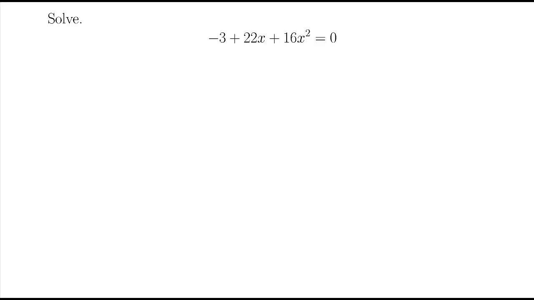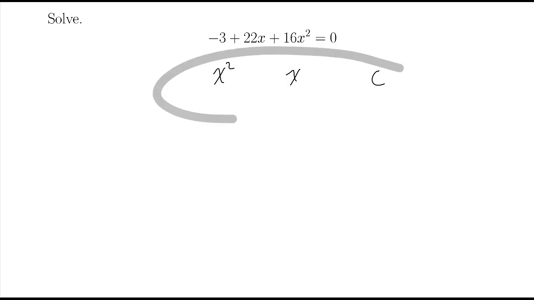Let's solve the equation negative 3 plus 22x plus 16x squared equals 0. Okay, this one, although the right side equals 0 like we want it to, it's not in the right order, right? It's not in standard form. We need it to be in standard form where x squared comes first, then x, then the constant. Okay, so I'm just going to rearrange these terms.